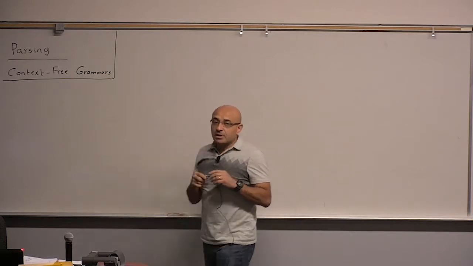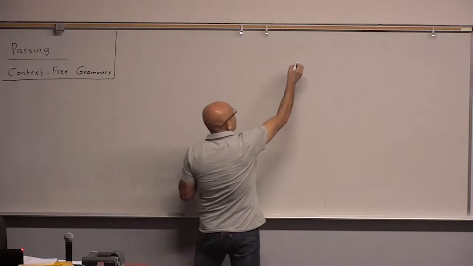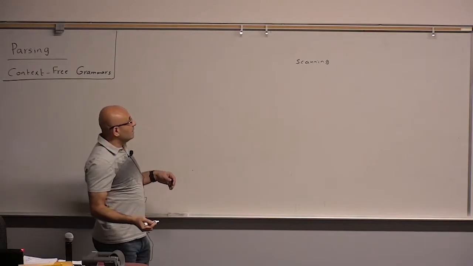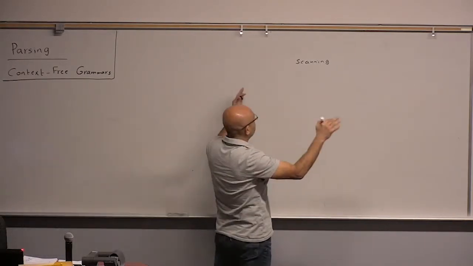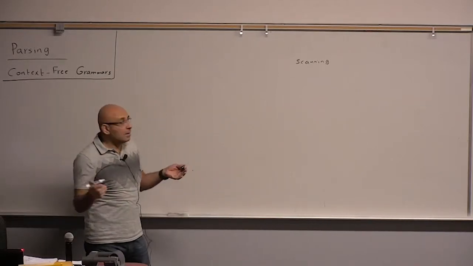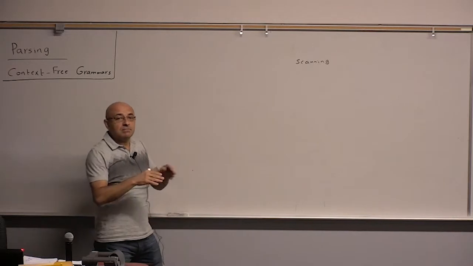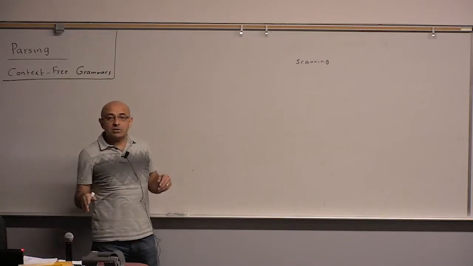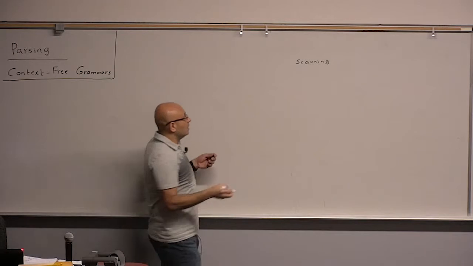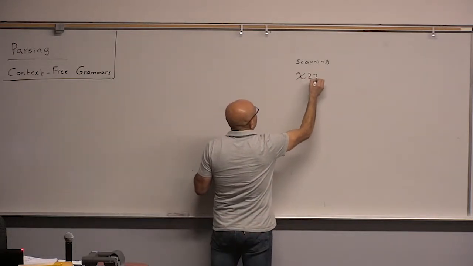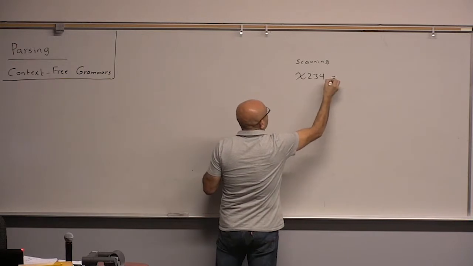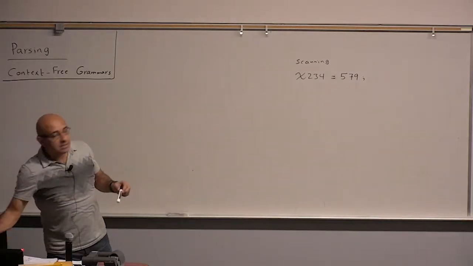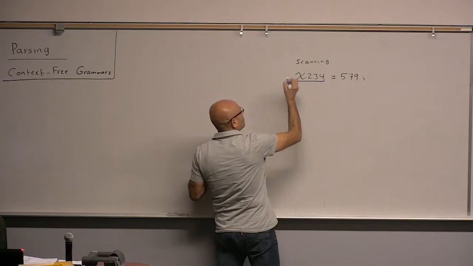So in the first stage, the compiler will do scanning. And the scanner will divide the input string, which is a program. By the way, your program will be viewed by the scanner as a string of characters, no matter how big your program is, how many lines of code it has, it will be viewed as a string. So if you have something like x234 equals 579, the scanner divides this into words or tokens.